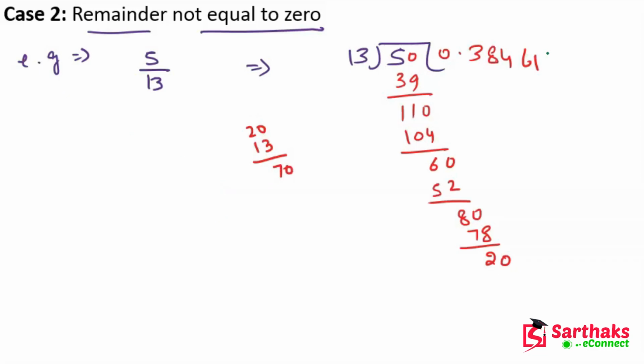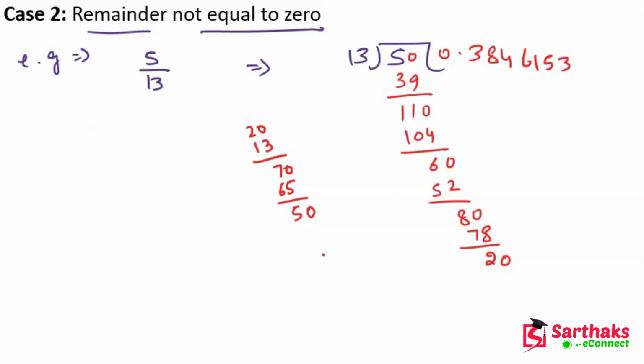Okay, and we know that 13 5s are 65 and if we subtract 65 from 70, we get 5. We get what? Yes, we get 5. And again here is 0. Okay, I hope you understand these things, my dear friends.